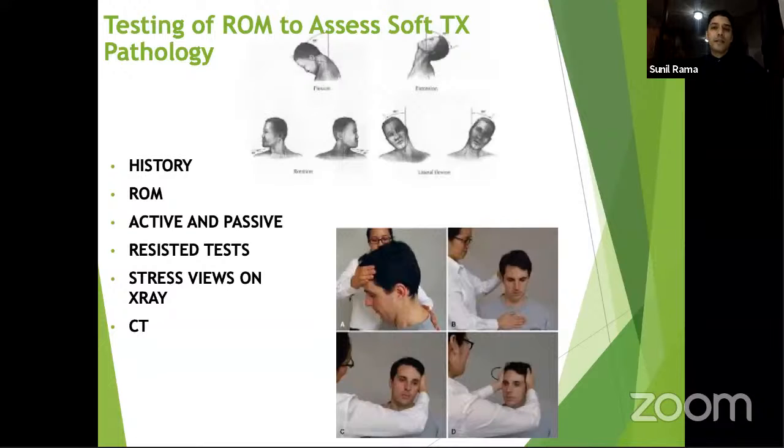Radiology is recommended, and I usually do stress views along with the other x-rays of the AP, lateral, and obliques. But if you are in doubt and if you find the patient's pain is worsening, then go ahead and request a CT scan. That will still be the gold standard to view any underlying fractures that will be completely missed on x-ray.